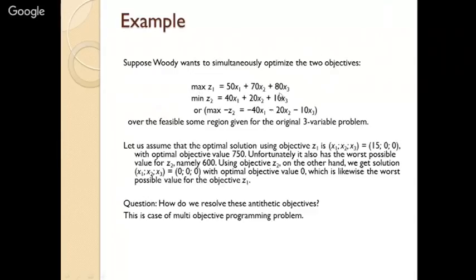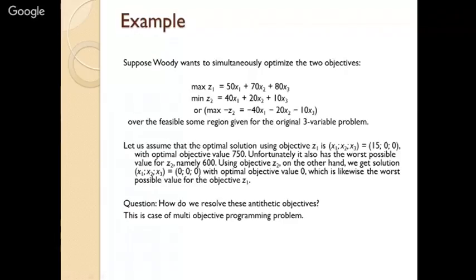Maximization में change कर सकते हैं. Then again, what will be the satisfactory solution which will maximize both the objective function over some feasible region. So you can see, let us assume the optimal solution using objective Z1. If we consider Z1 separately, we will have solution 1500 subject to some constraints. Constraints are skipped for this particular example, and its optimal value is 750.